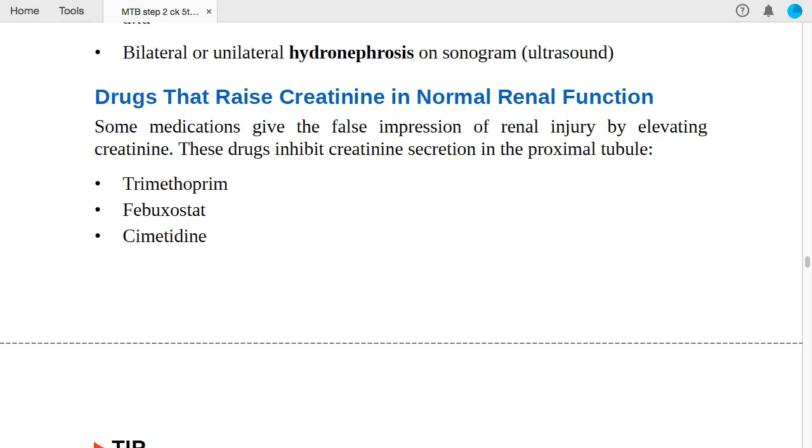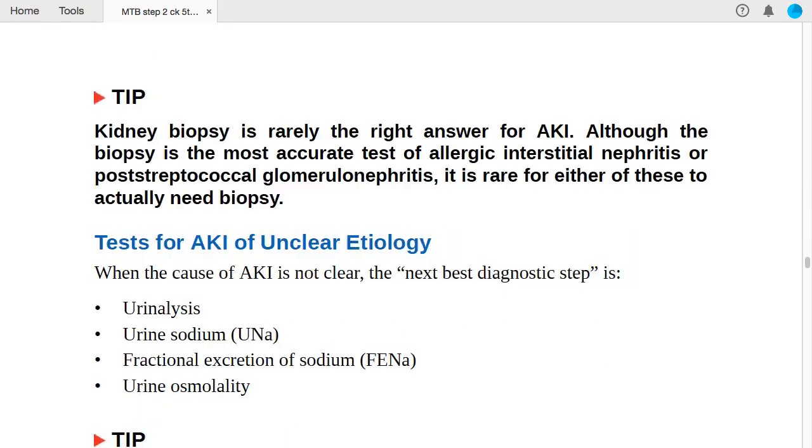Now, a tip for us: kidney biopsy is really never the right answer for AKI. We usually never go for a kidney biopsy in a case of acute kidney injury. Although biopsy is the most accurate test for allergic interstitial nephritis or post-streptococcal glomerulonephritis, we usually make a diagnosis on the basis of the best initial test and next best step. So we'll never go for the biopsy. It is rare for either of these to actually need biopsy.